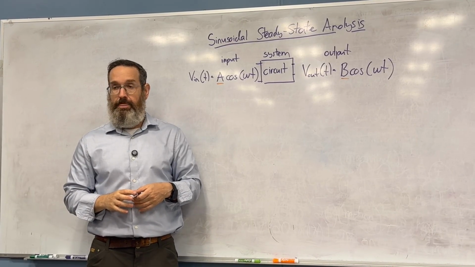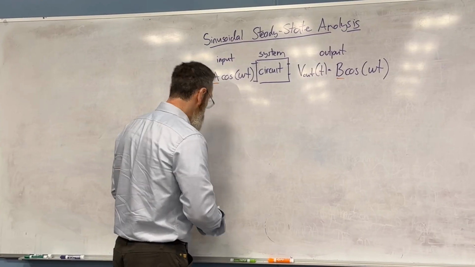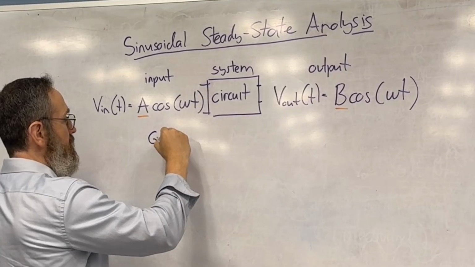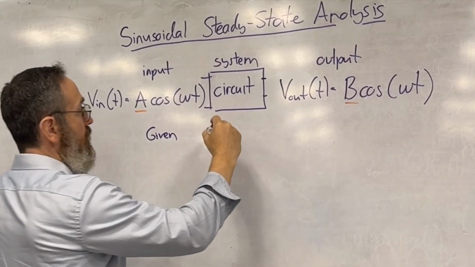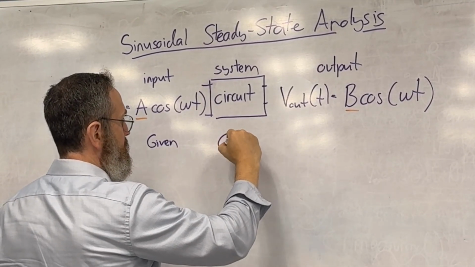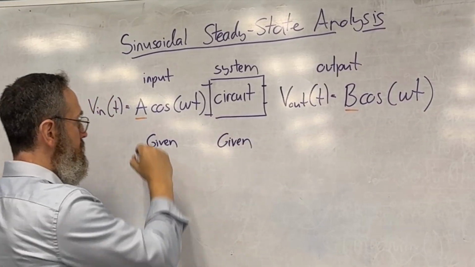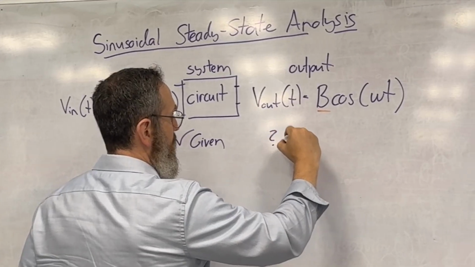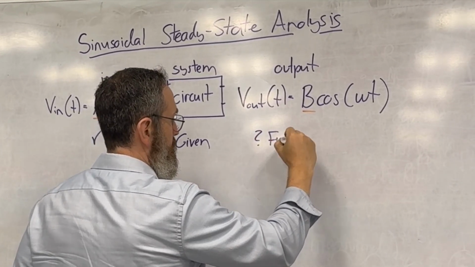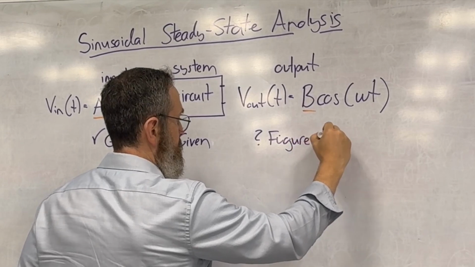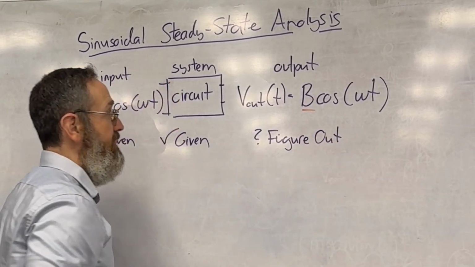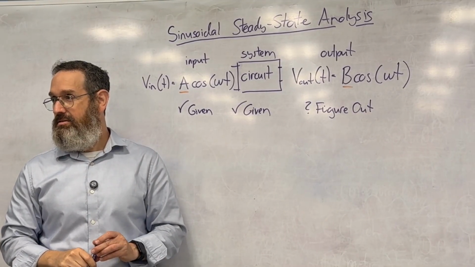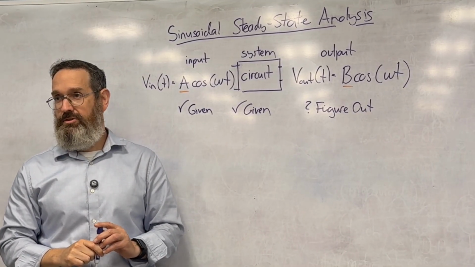All right? Now, what's going to happen is the input is given. The system or the circuit is given. And you have to figure out the output. And if you figure out the output, you win sinusoidal steady state analysis. All right? So far, so good.